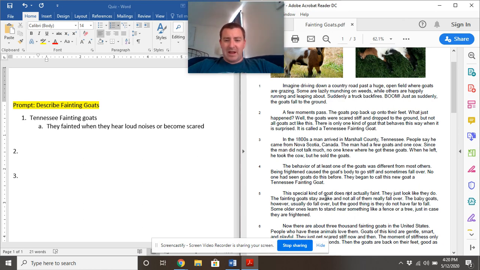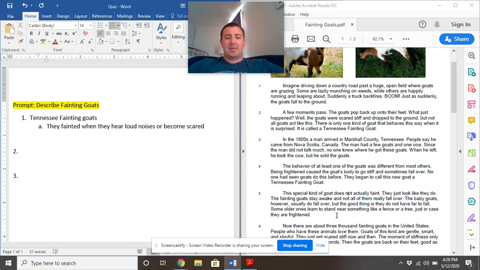The fainting goats stay awake, and not all of them fall over. The baby goats, however, usually do fall over. But the good thing is they do not actually fall far. Some older ones learn to stand near something like a fence or tree just in case they are afraid.